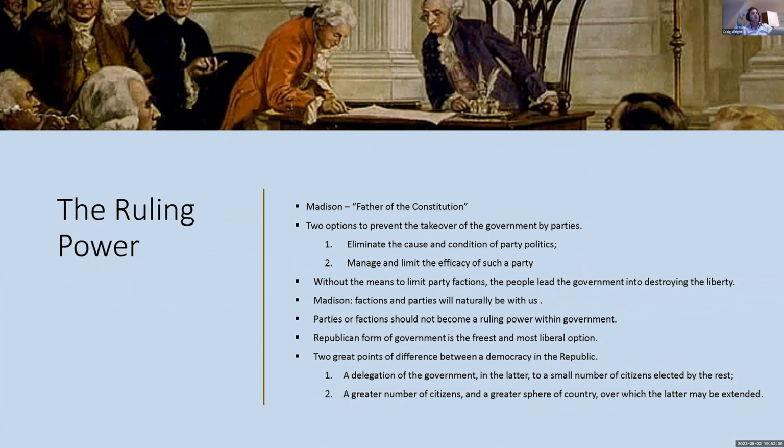Social psychology, which is rather commonly studied these days, is going to tell us that people are going to form cliques, tribes, etc. We see this on social media now. And to think that we can control that, I think is rather, well, naive, to be very simple. Yeah. So the Republican form of government is the freest and most liberal option. Now, this doesn't mean that you can do whatever you want. It's a balance between the rights of the property owners, the people wanting to do things with other people's goods, etc. And it's always a balance.